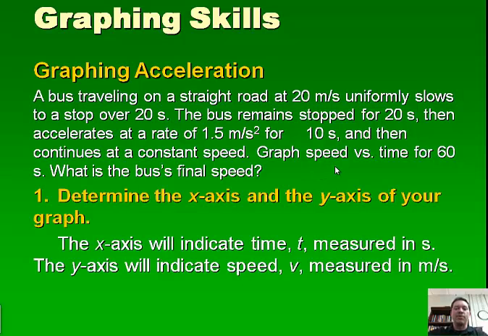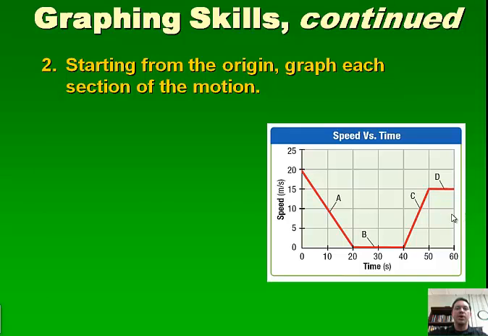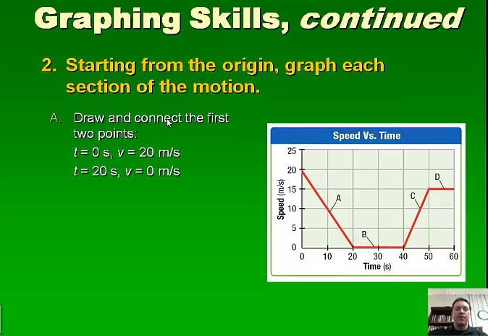So we're going to determine the x and y axis. The x-axis is always, or most of the time, time. It's measured in seconds. The y-axis is speed. So we use v, and we're measuring in meters per second because we want to know speed or acceleration. So you're going to start from the origin and graph each section's motion. We're going to draw and connect the first 2 points. So we're at time 0. We're here at the x-axis. We're at velocity 20 meters per second. So our first point will technically go there.